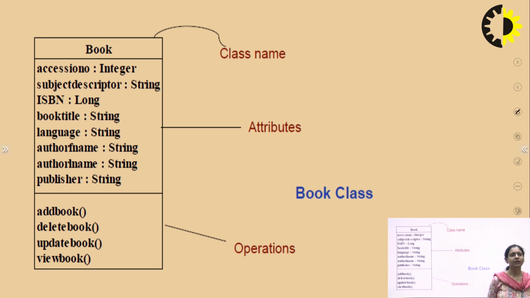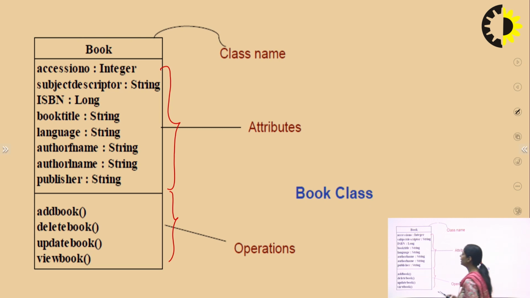So, if we look here, we have a class of a book. It has some attributes, like what all properties the book will have, and these are the operations that the book can perform. Every book will have an access number. It will have a subject descriptor which will be of the type string. String is the combination of alphanumeric characters. Every book will have an ISBN number which is taken as a long because it is a very large value.